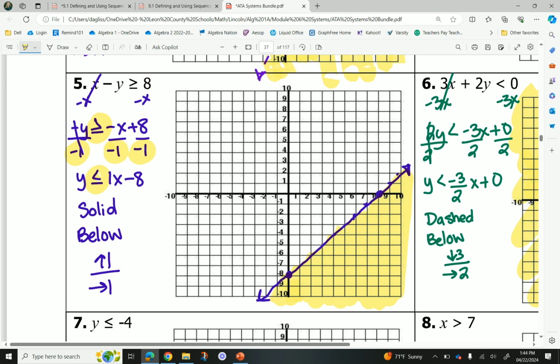Good. If you wanted to test the origin, you could. You would get 0 is greater than 8, and that's not true. So the origin is not in your shaded region. Okay. All right.